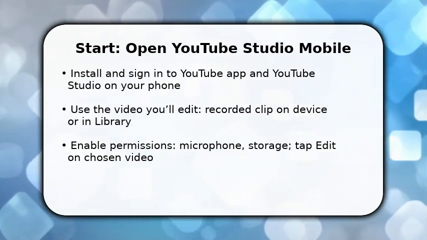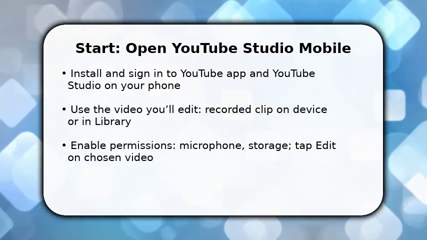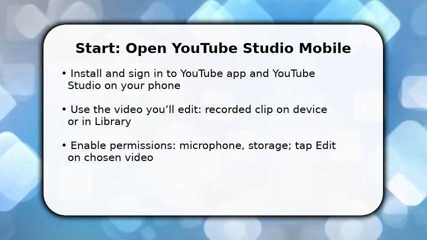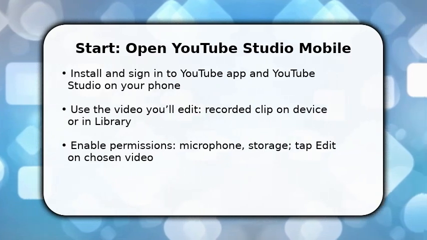Make sure your phone storage and app permissions are enabled so selections save. If you don't see Edit, switch to the Studio app instead of regular YouTube. This gets you into the precise place to add library music quickly and correctly.